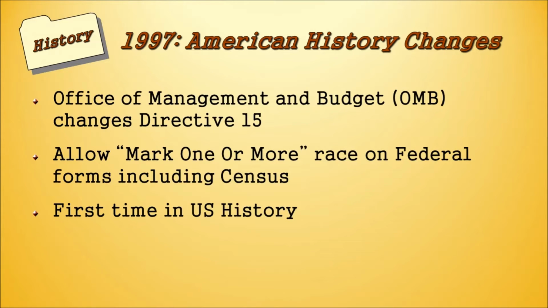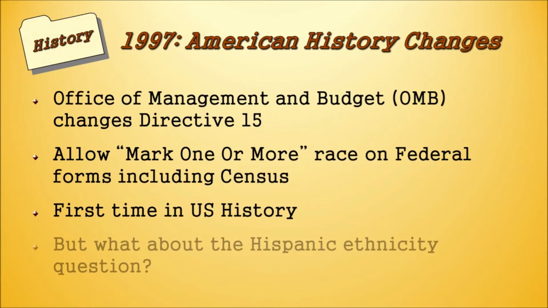Of course, there were categories such as quadroon and octoroon in the past, but they were individual categories. This is unique in that respondents were still able to claim full identity in multiple groups instead of having to pick just one. But you might be asking yourself, what about the Hispanic ethnicity question? The race question changed. What happened to the Hispanic ethnicity?